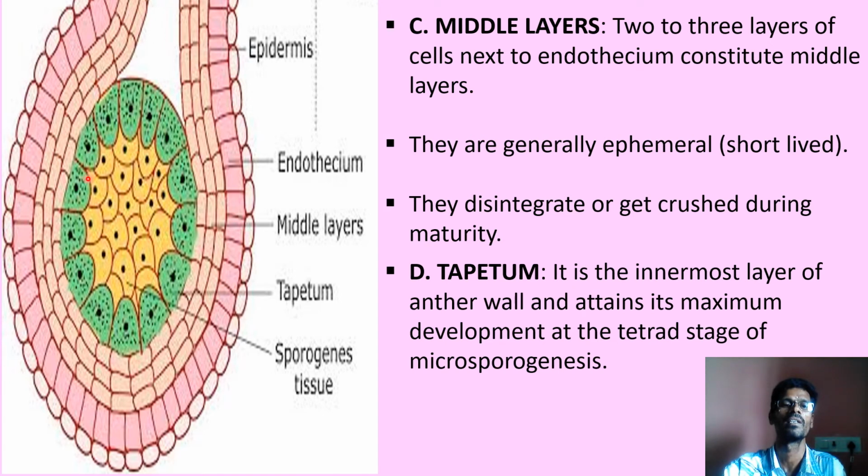And the last layer is known as the tapetum. The tapetum is the innermost layer of the anther wall and attains its maximum development at the tetrad stage of microsporogenesis. So the tapetum is the innermost layer of the anther wall, and its maximum development is attained when the microspores are at the 4-cell tetrad stage.